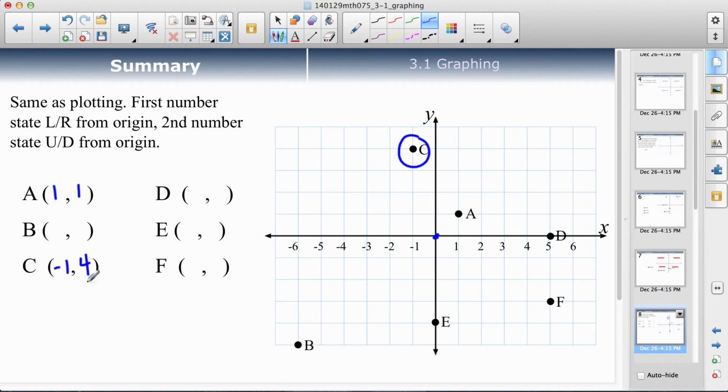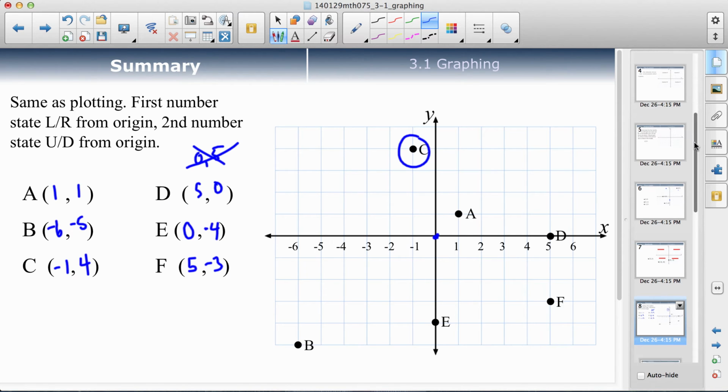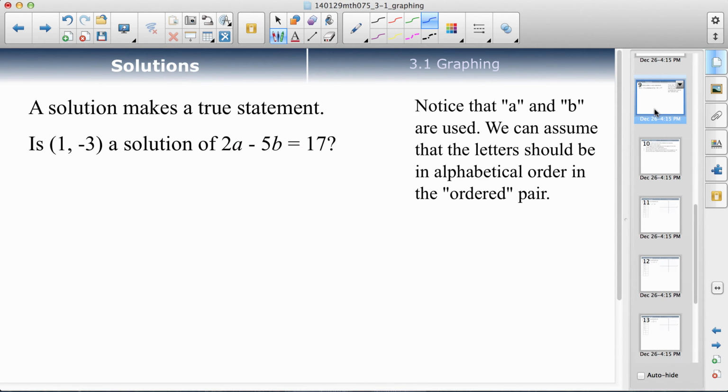Maybe try the rest of them and then check back to see if you're right or not. B would be negative 6, negative 5. I'm betting D, 5, and 0. Careful, a lot of people want to put 0, 5 there, but I always think left, right first, up, down second. E would be 0, left or right, and then down 4. And lastly, F would be over 5, right, so right 5, and then down 3. Okay, hopefully you're getting those, being able to label those points like that.